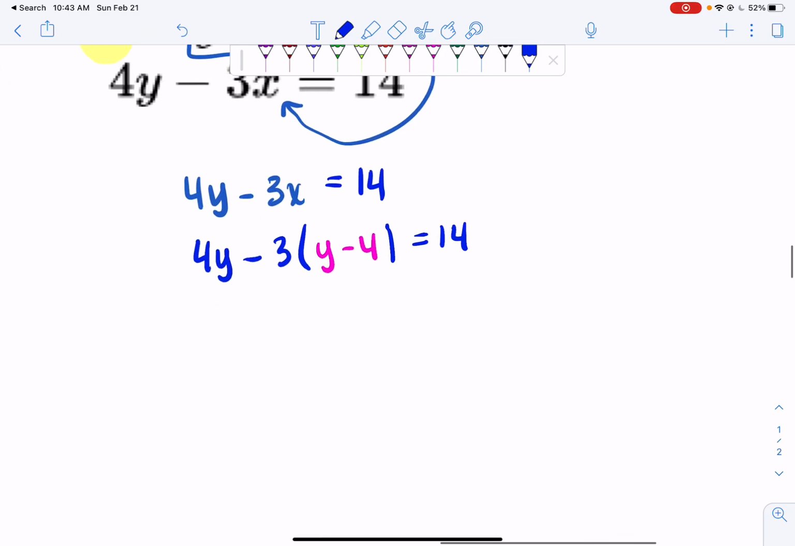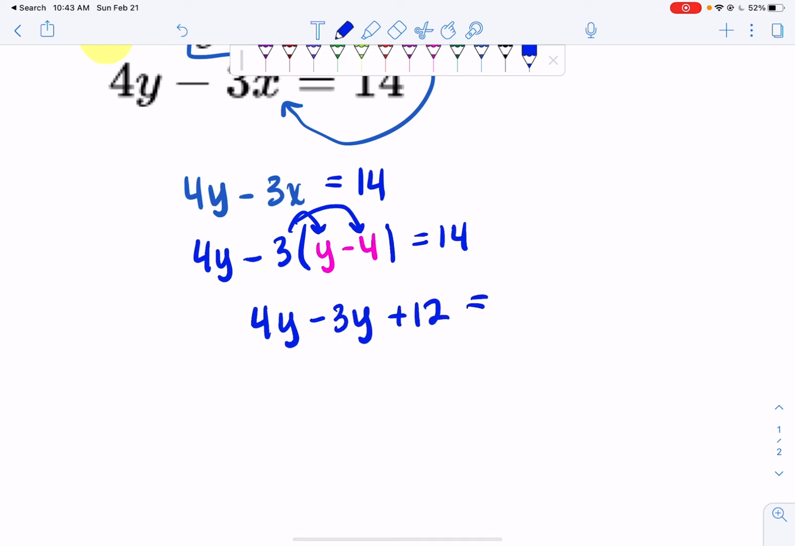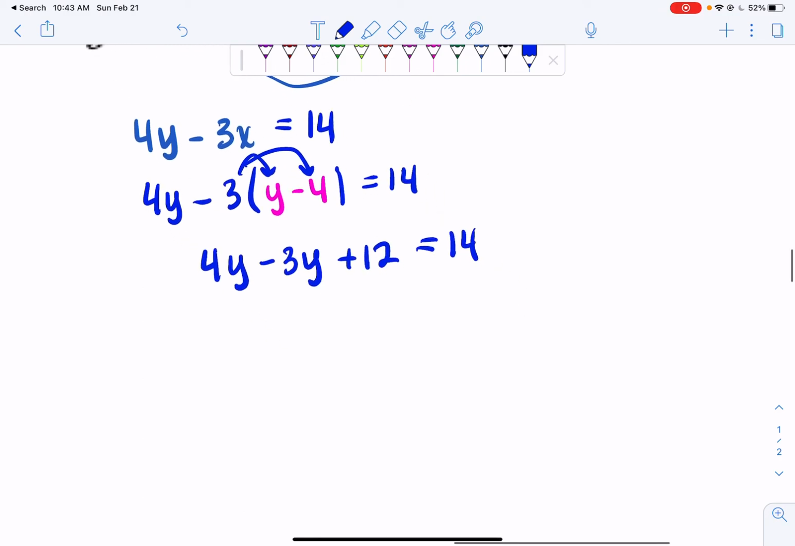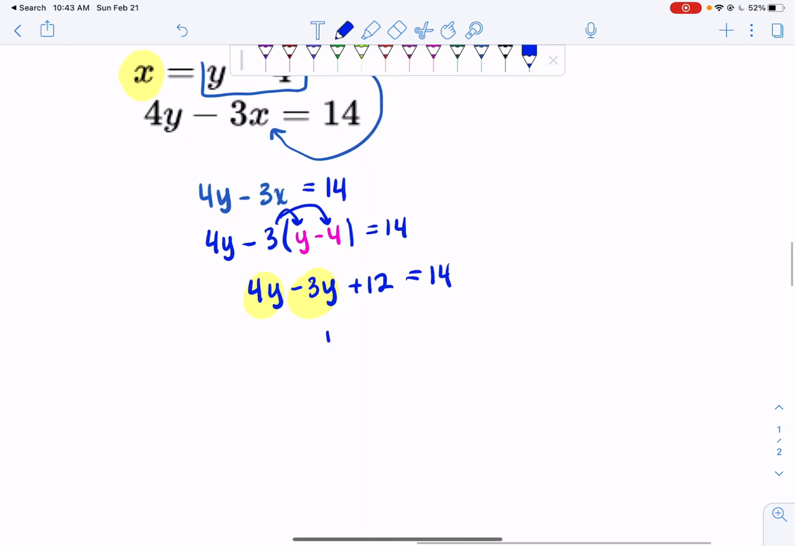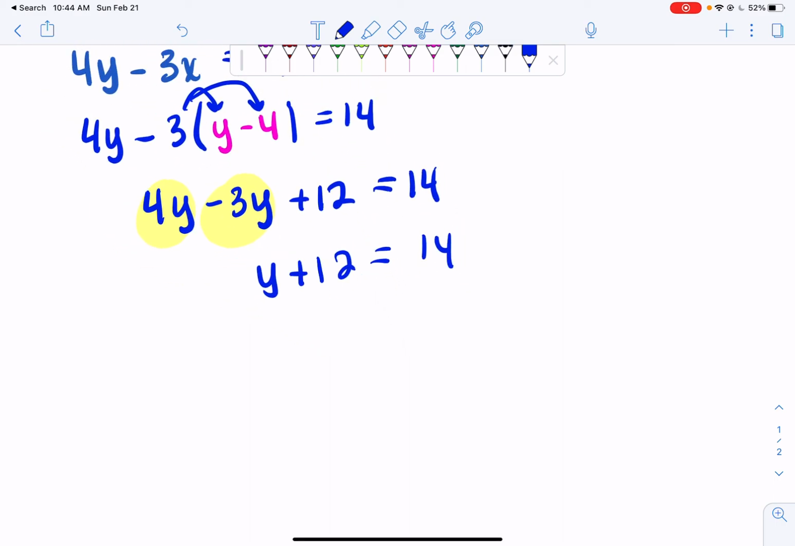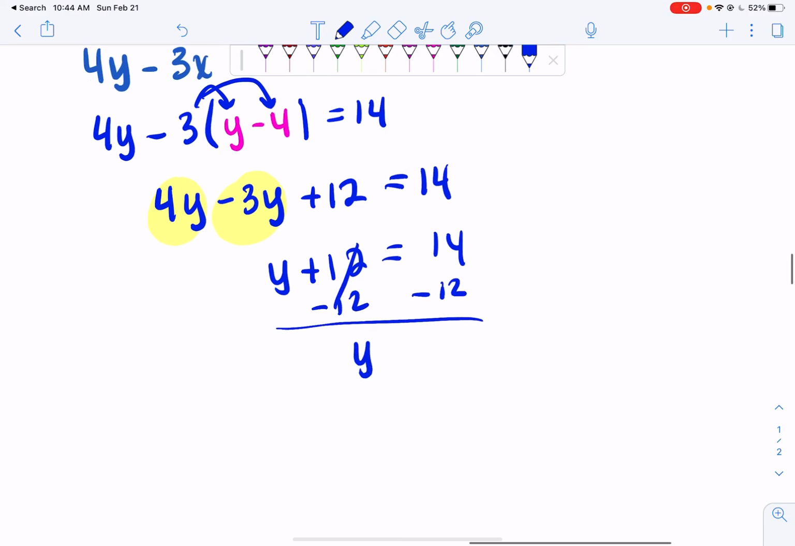I distribute my 3. So negative 3 times y is a minus 3y. Negative 3 times the negative 4 is a positive 12. And that's all equal to 14. Combine those like terms. 4y minus 3y is just y. So I get y plus 12 equals 14. Got to subtract 12 from both sides of my equation. And I get y equals 2.